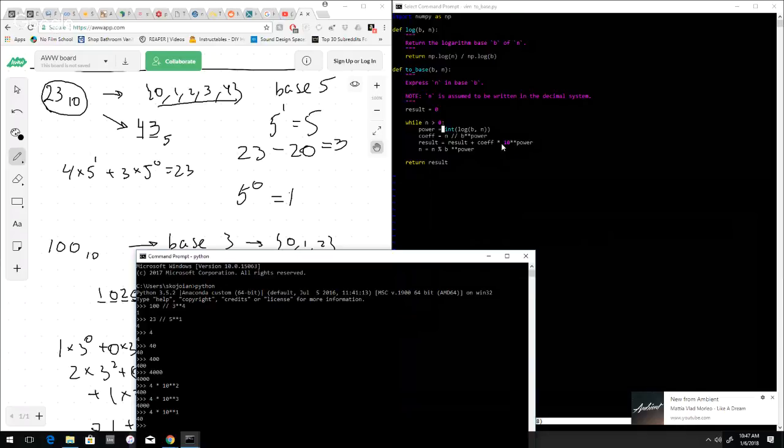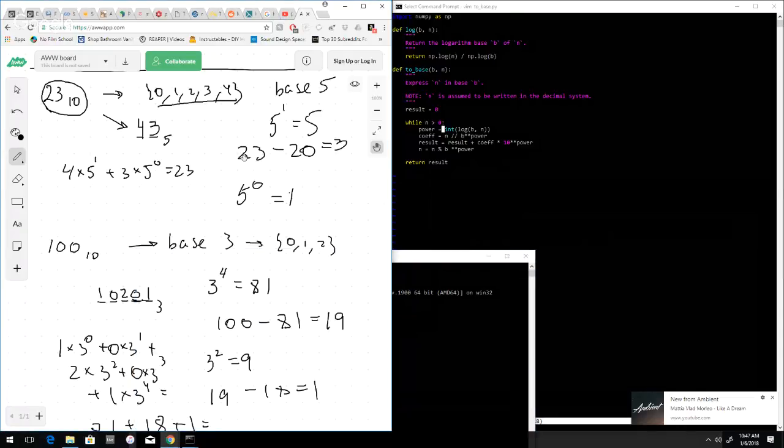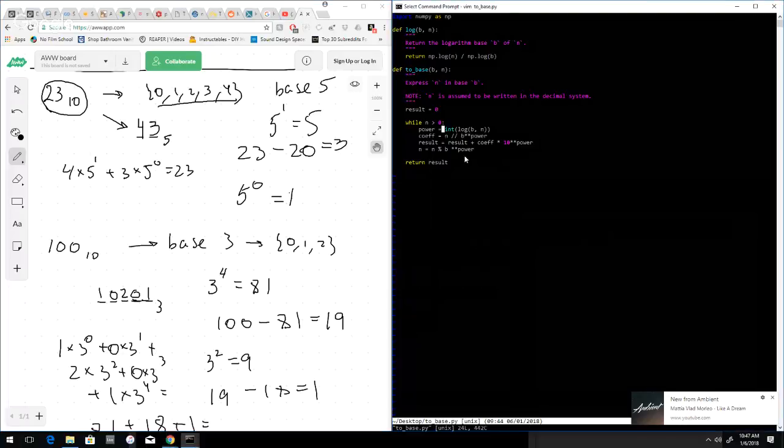I updated it to 40. Now, what did I do next? Next, I said, okay, we started with 23. We just accounted for 20. What is the remainder? That's the key word. I was interested in the remainder. Now, this line here is what gives me the remainder.